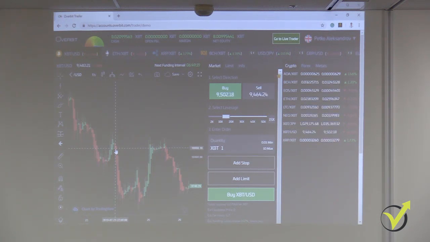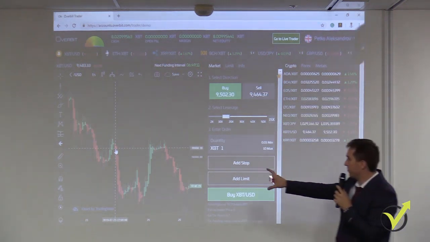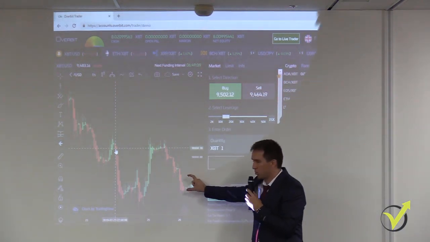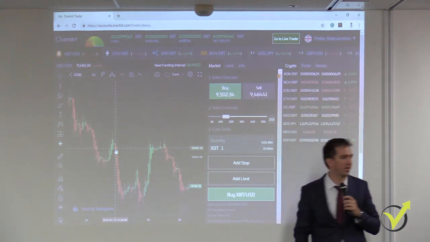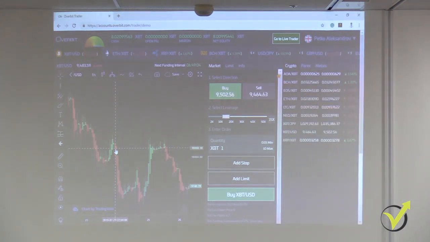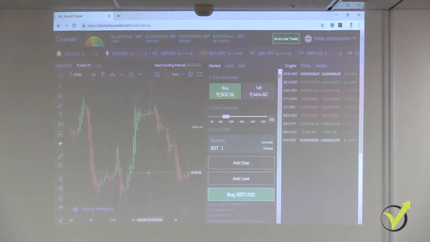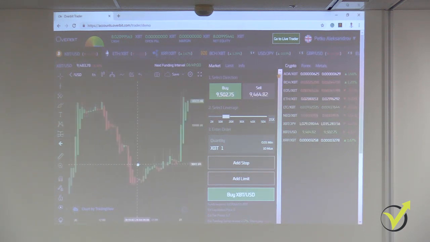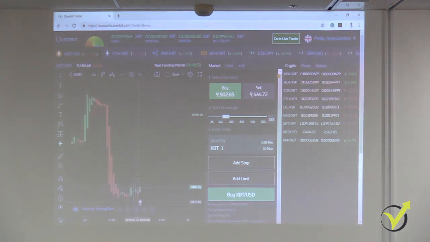H1 is the 1-hour chart. 1-hour chart is when you have one bar is 1 hour.